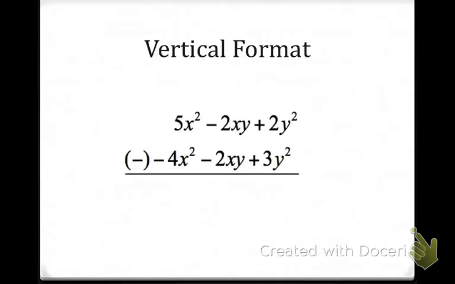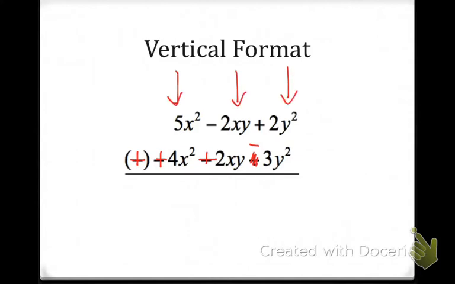Finally, just a vertical format, a different way you can line up your polynomials. If you have a trinomial minus a trinomial, first of all, I need to change my subtraction to addition, and then I change the sign on every single term in the second one. And now they're lined up nicely, vertically, the ones that are like terms.